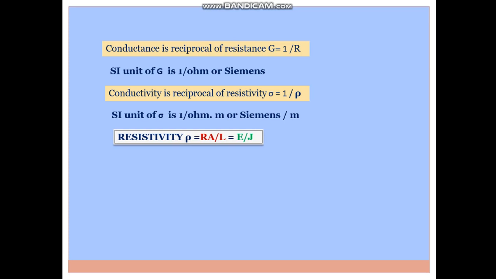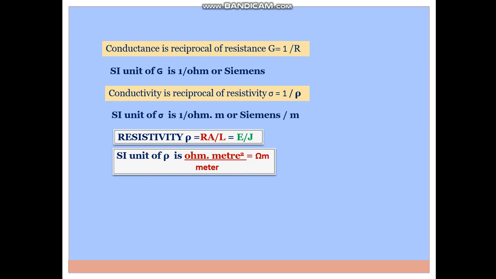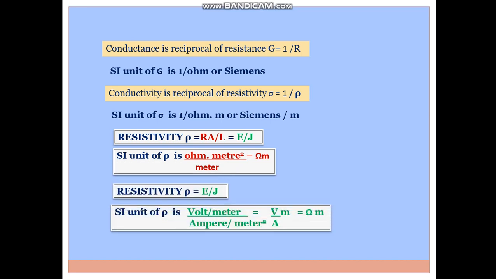Resistivity rho can be written as RA by L. It is also written as E by J. Now, if you consider rho is equal to RA over L, we can write the SI unit of rho as ohm meter square upon meter, that is ohm meter. Similarly, if you take resistivity rho as E by J, then we can write the SI unit of rho as volt upon meter upon ampere upon meter square. So, that gives you volt upon ampere into meter. But volt upon ampere is nothing but ohm. That is again ohm meter. These are the different units.